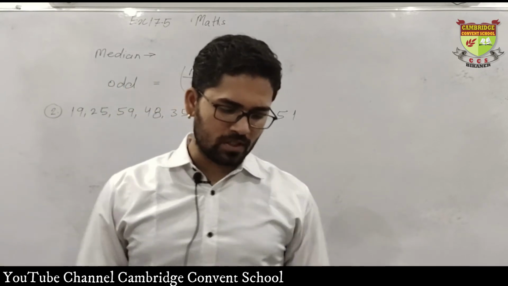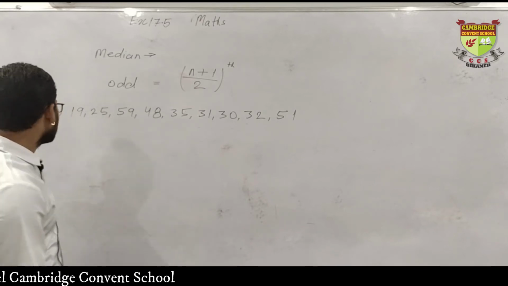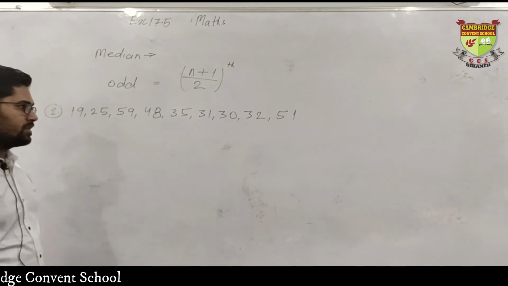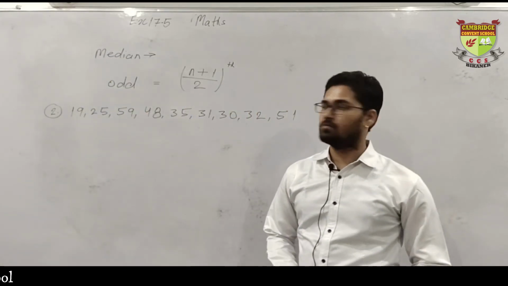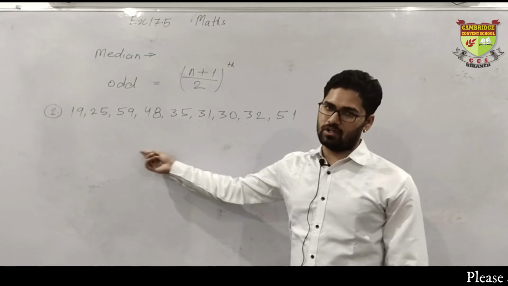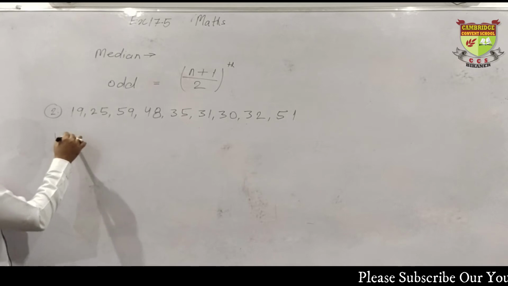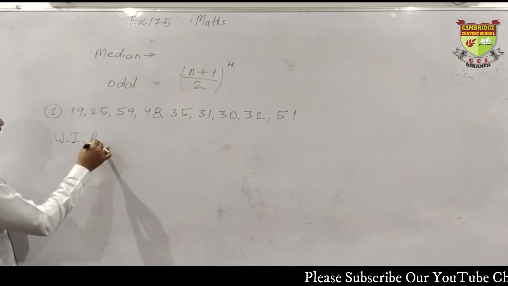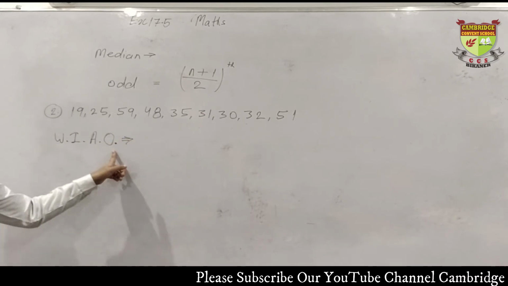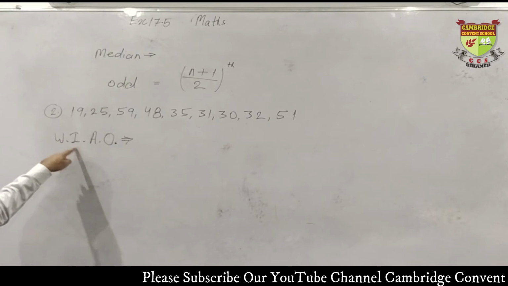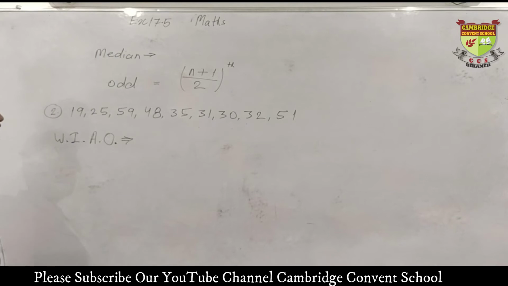It is giving something more in this, but first we will find the median of the question so far. We have to find its median. So what is the first step we do? We will write this in ascending order. In short form I have written WIAO, write in ascending order.